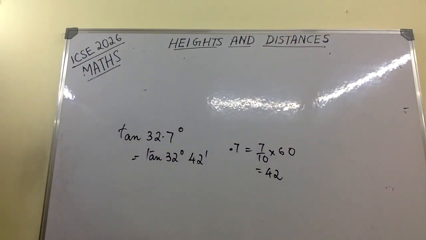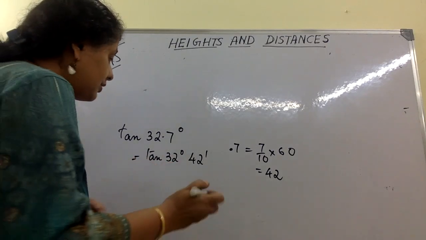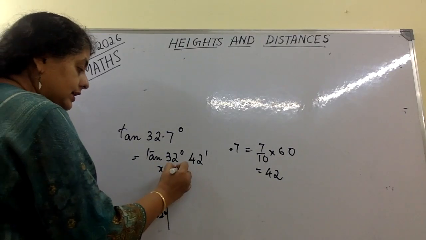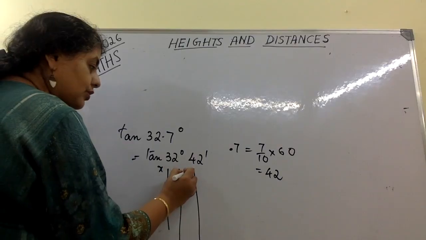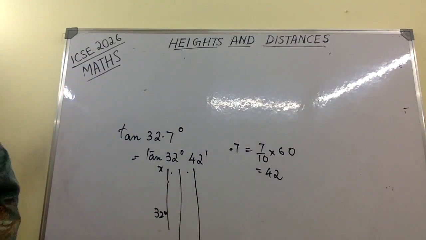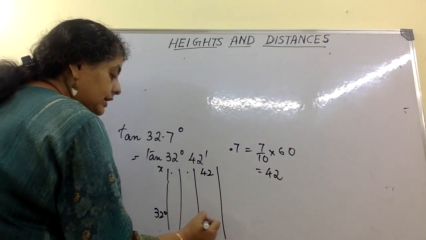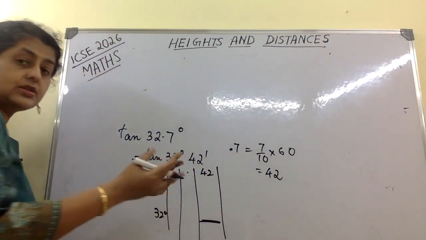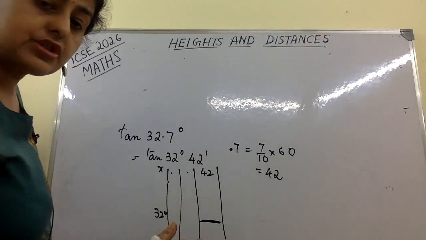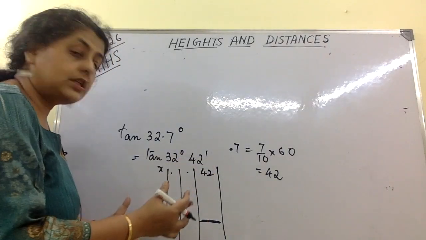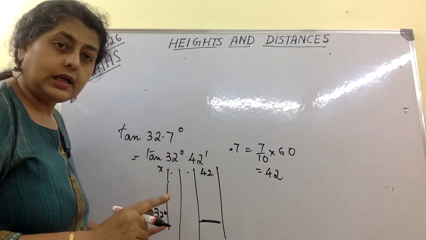Now what do you do here? Look for the x, look for 32. Then look along the columns, and you have a column with 42. Take the corresponding value. Here there is no question of mean difference, because you are getting it in the column. You use mean difference when you don't get it in the column.